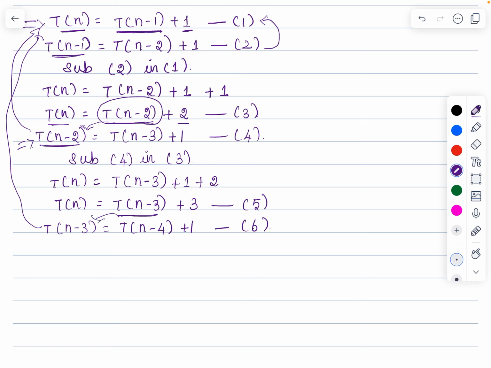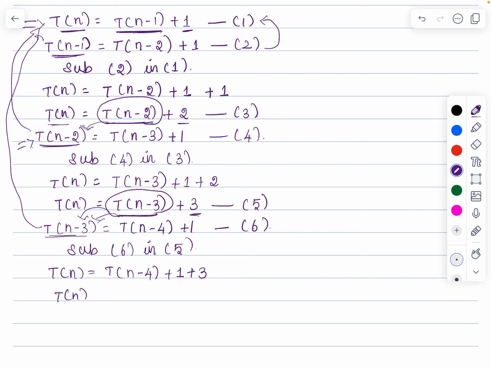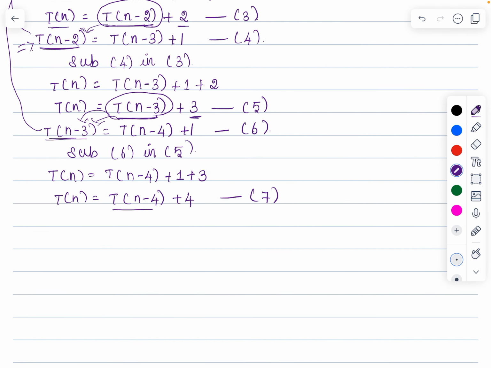Now you got T of n minus 3. Substitute 6 in 5. Now T of n is going to be, in the place of T of n minus 3, substitute this equation. T of n minus 4 plus 1 is what T of n minus 3 is, and retain this 3 here. So you would get now T of n minus 4 plus 4. This is equation 7. Again you need to know what T of n minus 4 is.